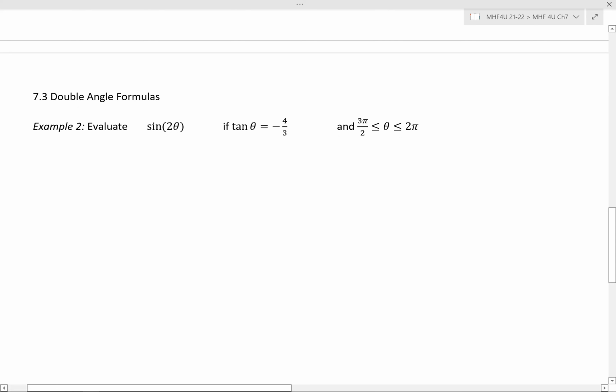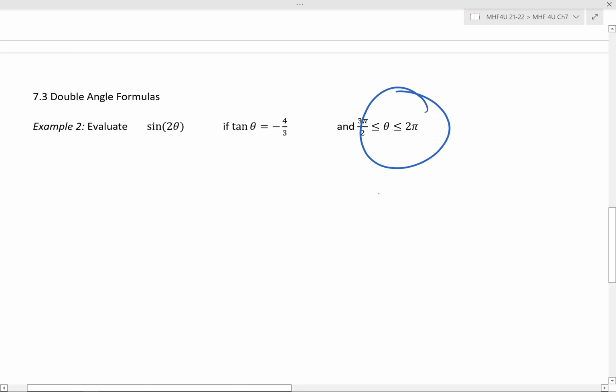So our second example, we're looking to evaluate the sine of 2 theta, if we know that the tangent of theta is equal to negative 4 over 3, and theta has to be in between 3 pi over 2 and 2 pi. So let's start with this third clue right here.